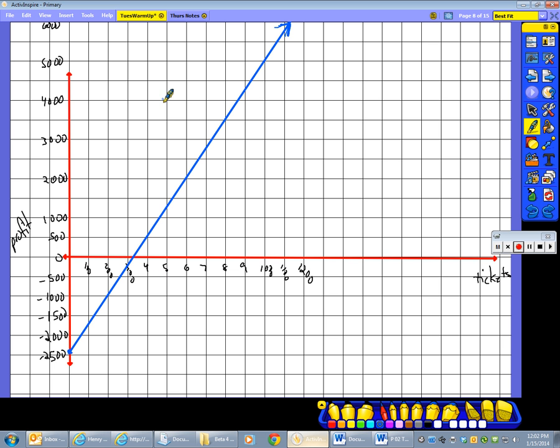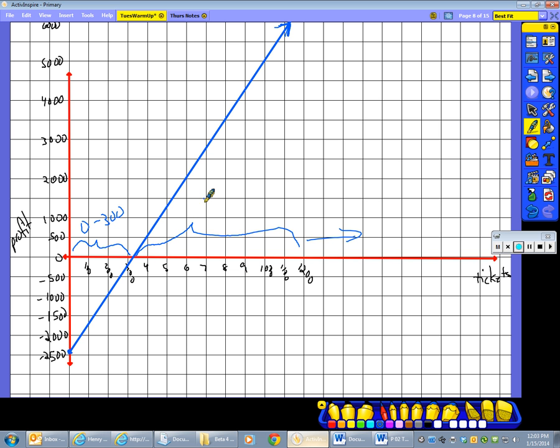Let me explain what this graph is showing us. Even though it's not real pretty, you get the idea, and you could do it on your own graph paper. From 0 tickets up to about 300 tickets, I'm losing money. But then I break even right here, where the number of tickets brings me to $0. And from here on, it just keeps going that way.